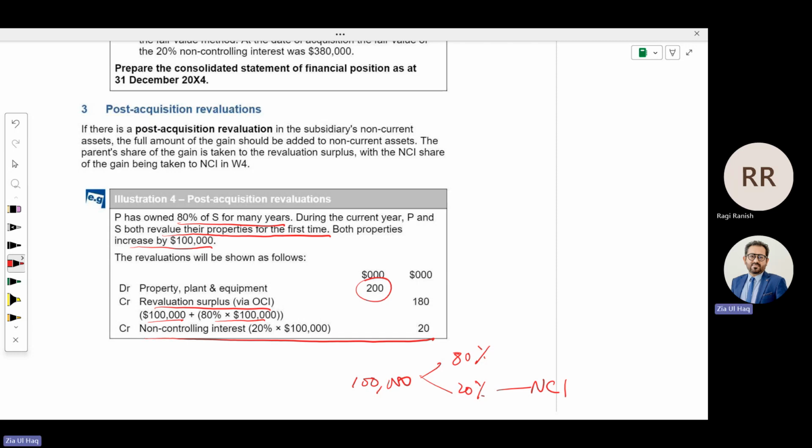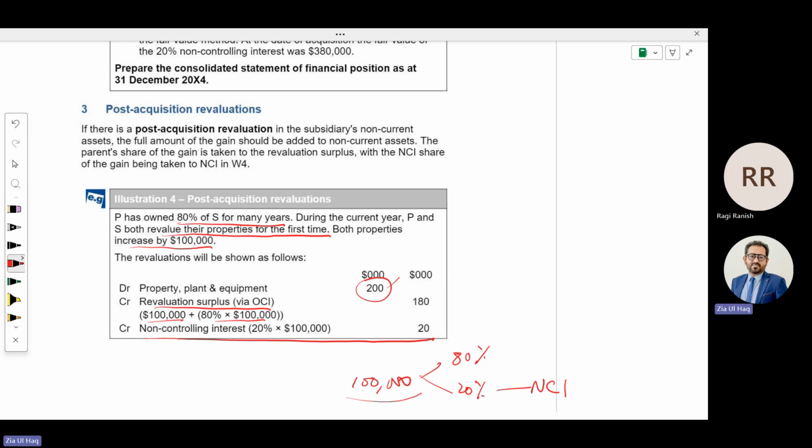Property, plant and equipment for the consolidation in group: 100 for parent company, 100 for subsidiary, because we need to add non-current assets. So property, plant and equipment will be debited by 200, 100 of parent and 100 of subsidiary. But the parent retained earnings will take the complete 100 of itself and 80 of the subsidiary's share.